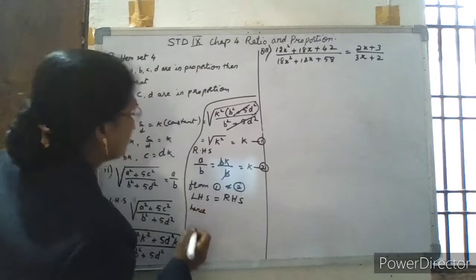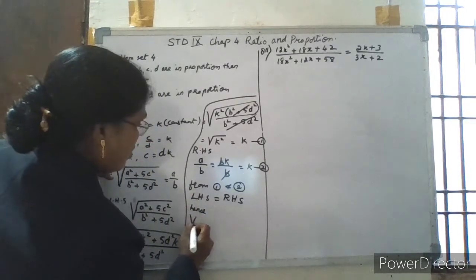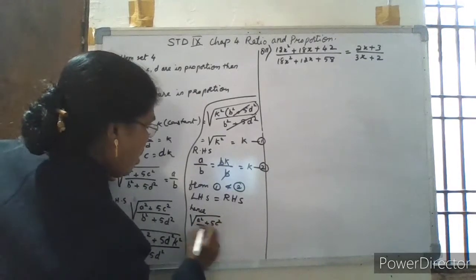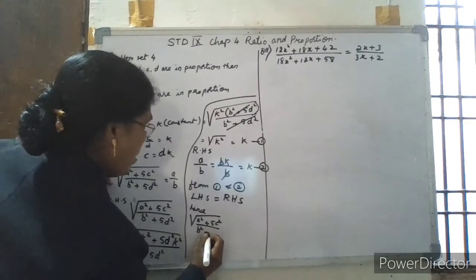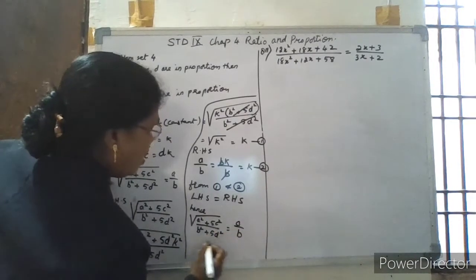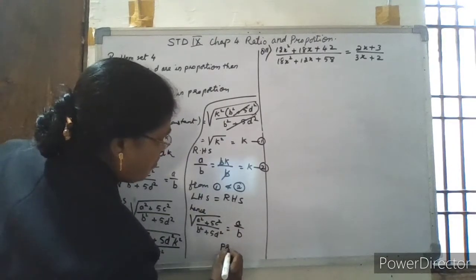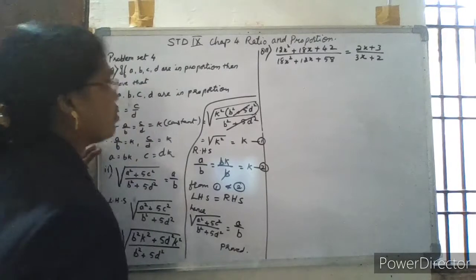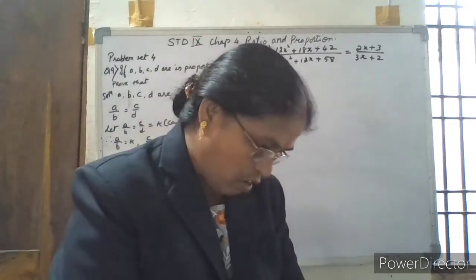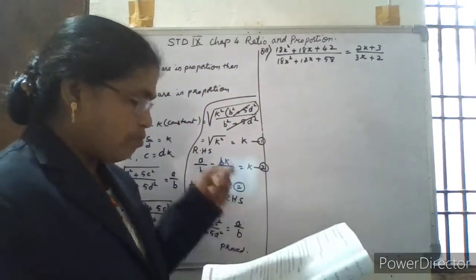Hence root of A squared plus 5C squared upon B squared plus 5D squared is equal to A by B. Hence proved. Okay. Now, in the ninth question, the remaining first and the third one you will solve with the same method, that is K method sums only.